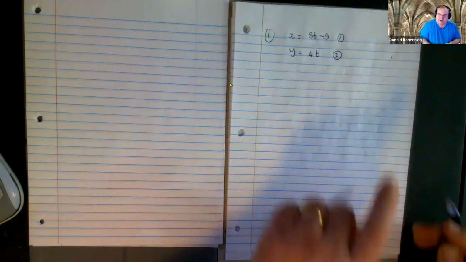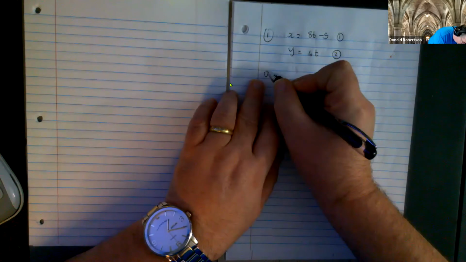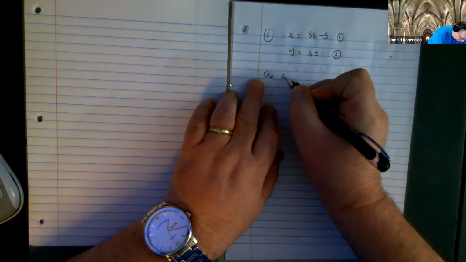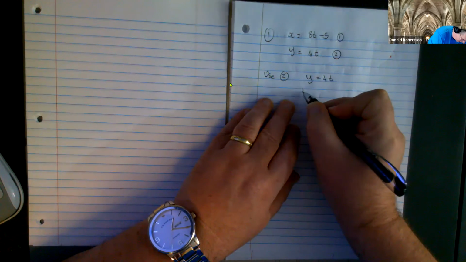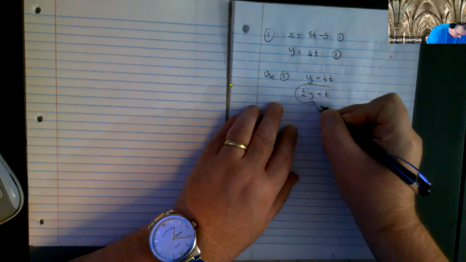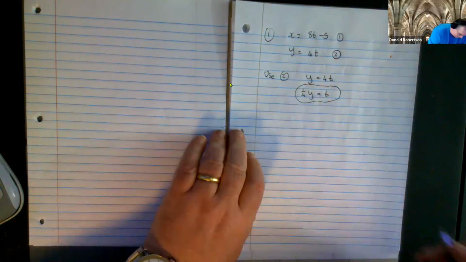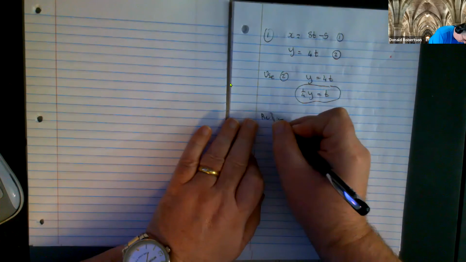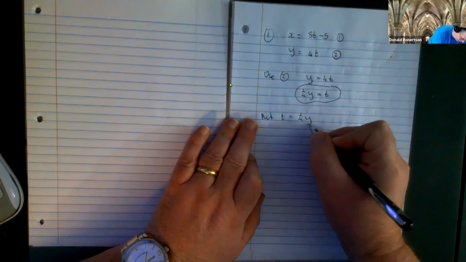Very often, one of these two equations can be turned into a t equals relatively easily. So I'm going to use equation 2, just this one. I'm going to divide both sides by 4. And so what I now have is what t is equal to. And then you put t equals 1/4 y into the other equation.